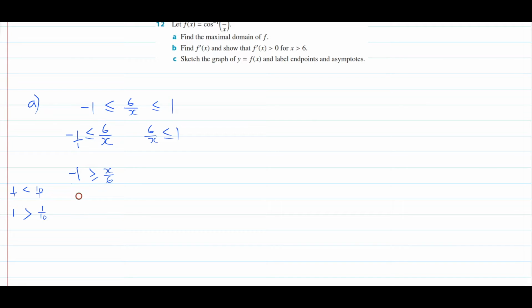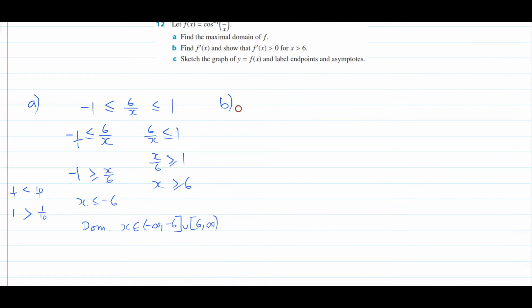Then you solve for x as per normal. x in this case would be smaller than -6, so I'll write it here, x smaller than -6. For the other one, I flip x over 6, the sign changes, 1 flipped is still 1, and x is therefore bigger than 6. So our maximal domain for the graph would be x belongs to (-infinity, -6] union [6, infinity). So that is part A.